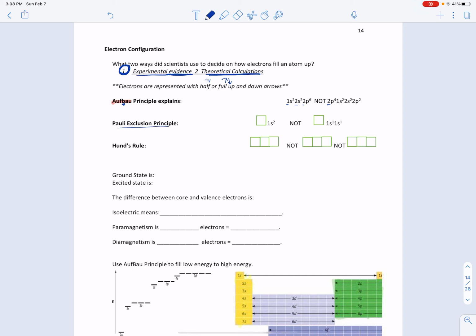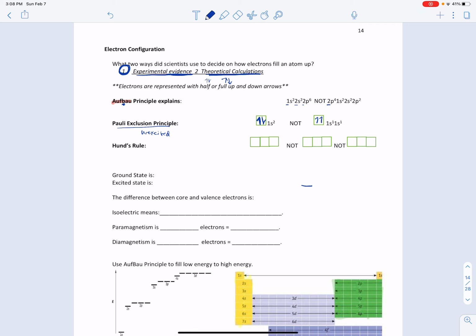Then there's the Pauli exclusion principle. And what Pauli says is that you can't have two electrons in the same orbital with the same direction, as long as it's unexcited, like atoms just sitting there. You can't have an up arrow and a second up arrow. They have to be opposites.